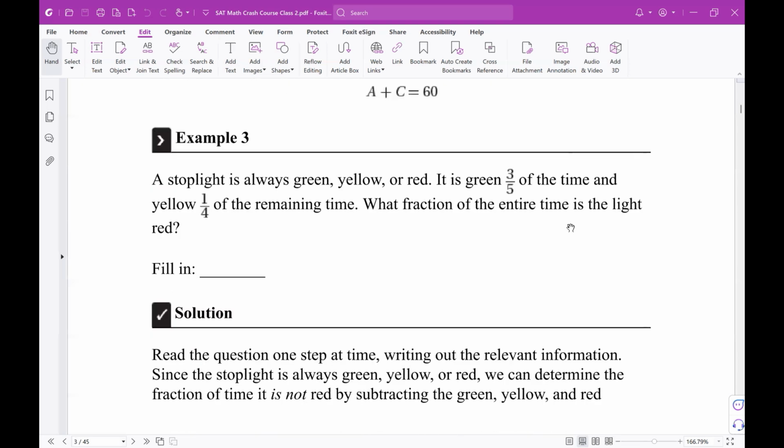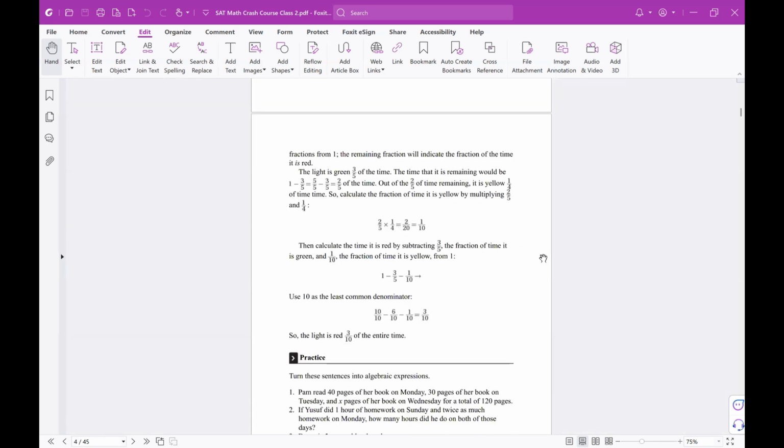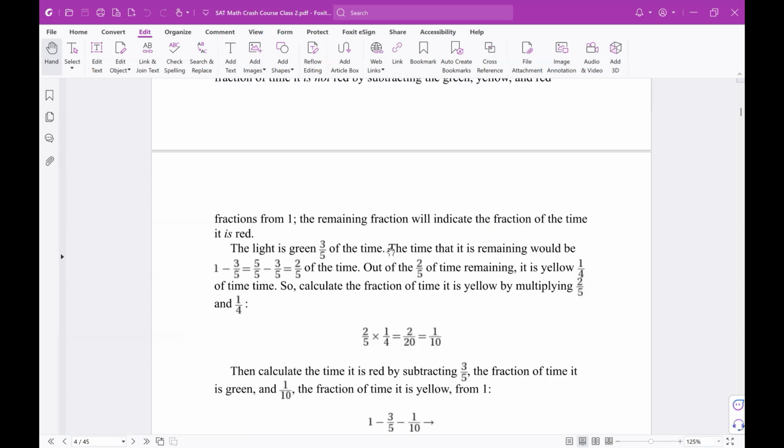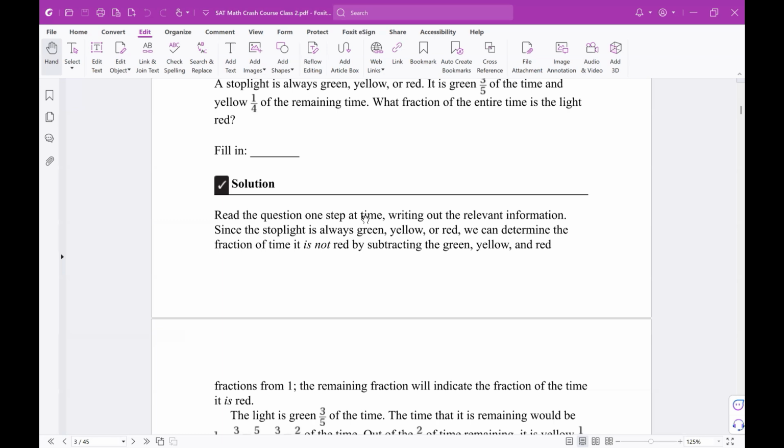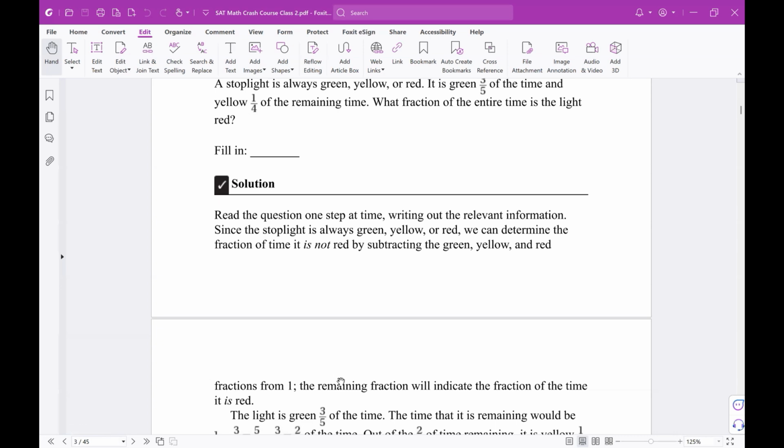And let's see what they are using. Okay, for an example, they're not using any kind of variable. Read the solution one step at a time, writing out the relevant information. Because they are not basically using any kind of algebra, they're just solving this problem using common arithmetic. We can determine the fraction of time it is not red by subtracting the green and yellow fractions from 1.